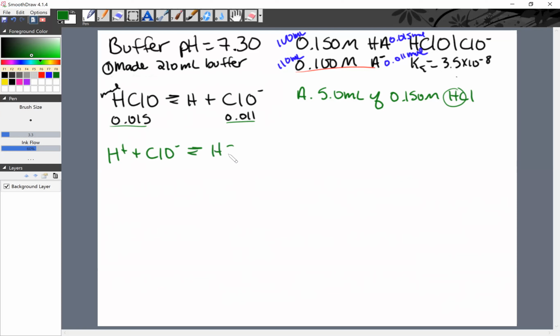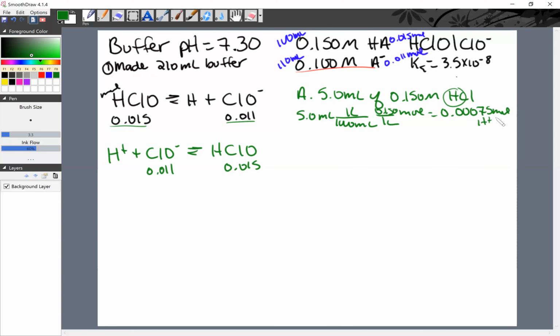And when they react, they're going to make a little bit more of that weak acid. And then that begs the question, well, how much do you have? I have 0.011 moles there still, 0.015 moles there. And then I have to convert this out. And for every liter, I get 0.150 moles. So I added 0.12375 moles of strong acid.